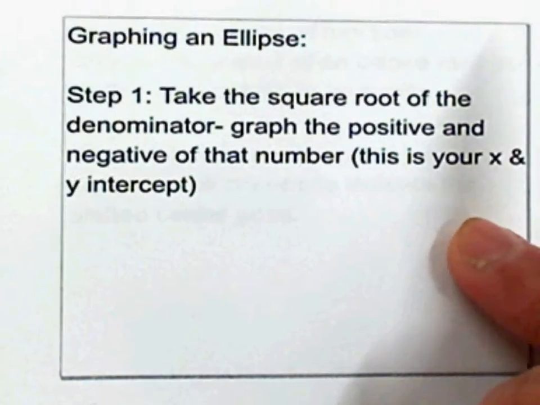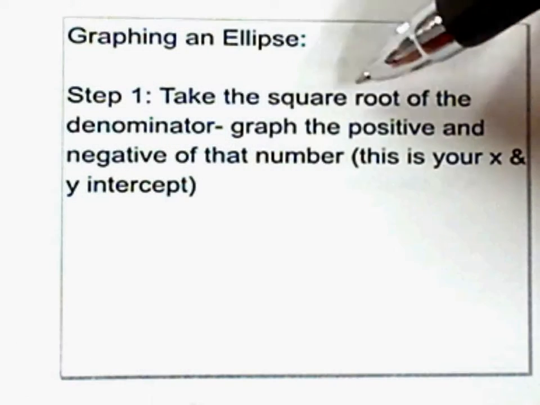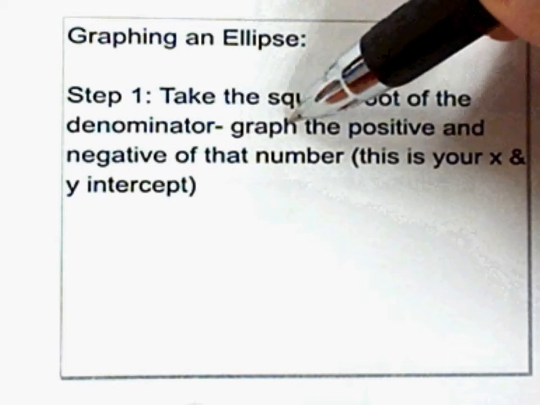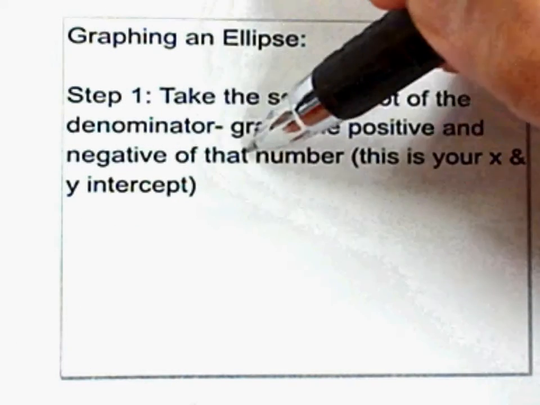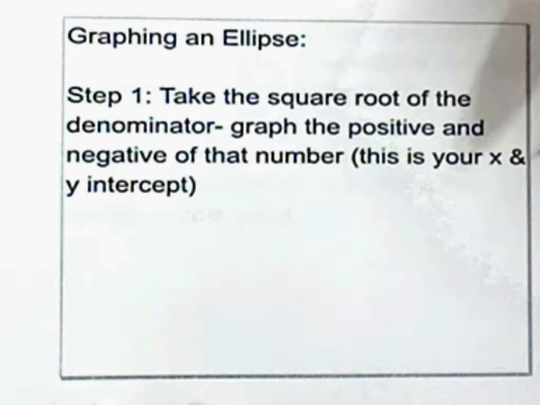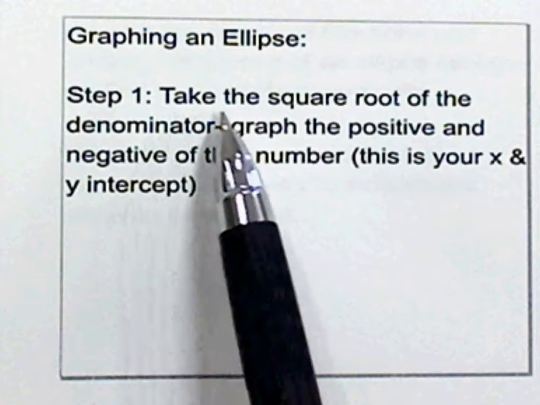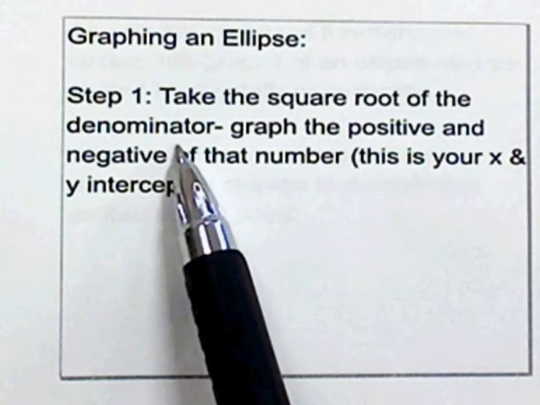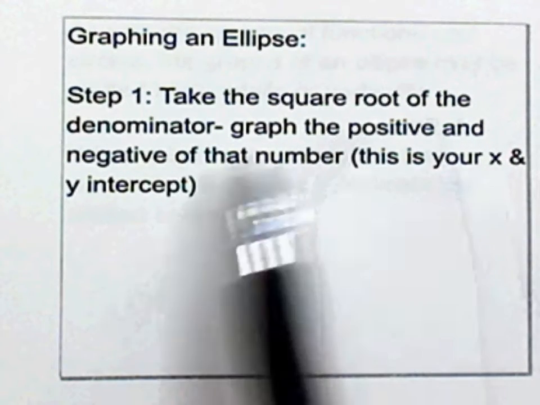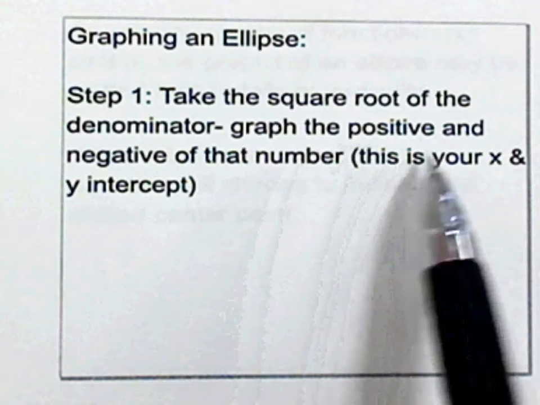So, to graph an ellipse, step number 1. Take the square root of the denominator, graph the positive and negative of that number. This is your x and your y intercept. Okay? So step 1. You take the square root of the denominator, graph the positive and negative of that number, and this is your x and y intercept.